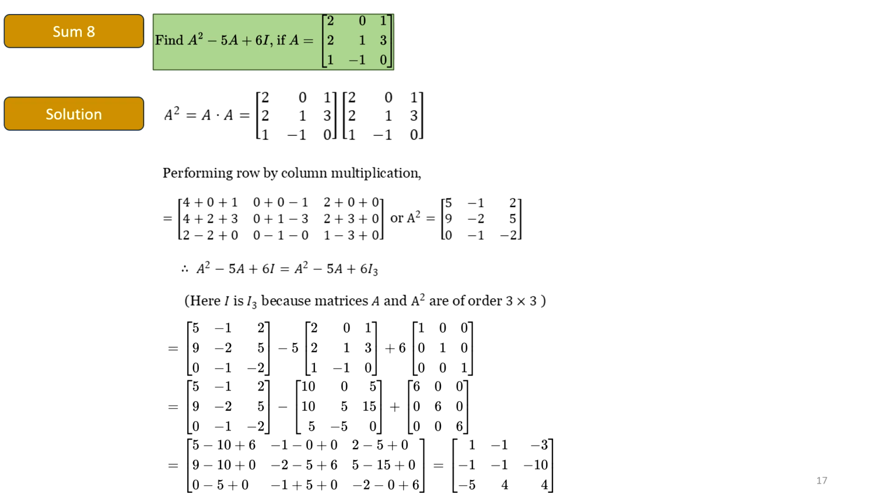The final value of the LHS is a 3 by 3 matrix whose elements are 1, minus 1, minus 3, minus 1, minus 1, minus 10, minus 5, 4 and 4.